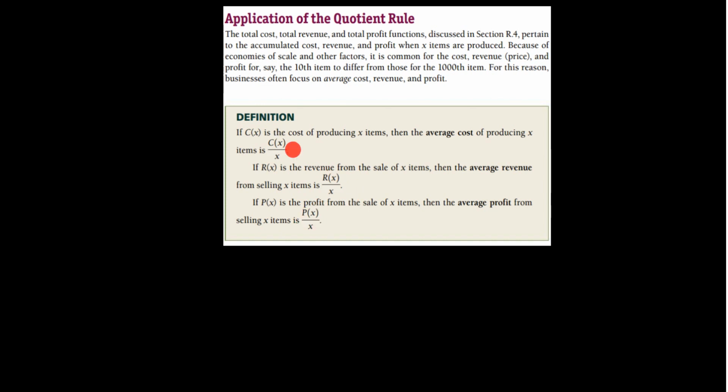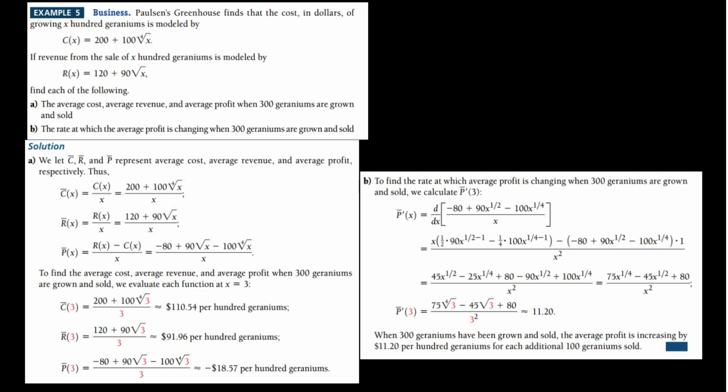Okay. So hopefully it's not abundantly difficult to memorize. Not only that, but on your test, you'll have the bump in the right direction. You don't think there's many brain cells that need to be expended to remember that. All right. So this example, business. So Paulson's greenhouse finds that the cost in dollars of growing x hundred geraniums is modeled by this.